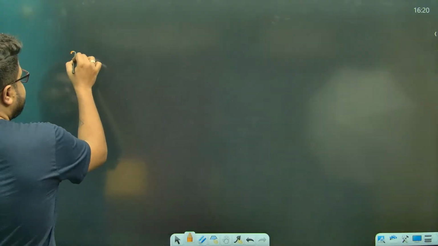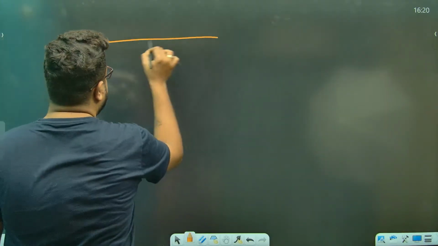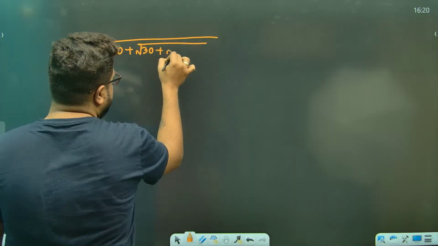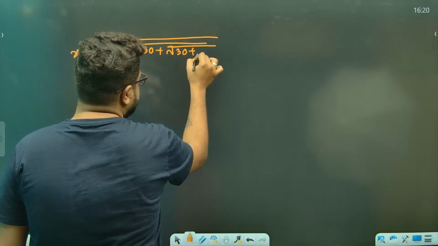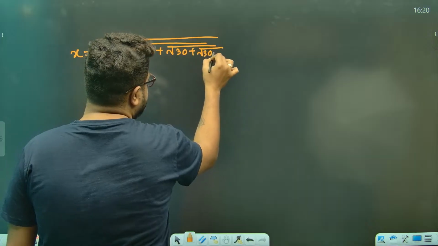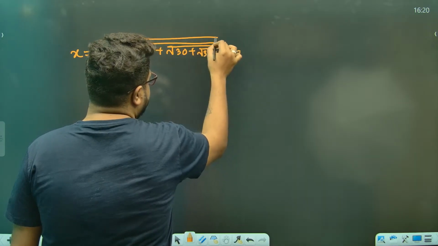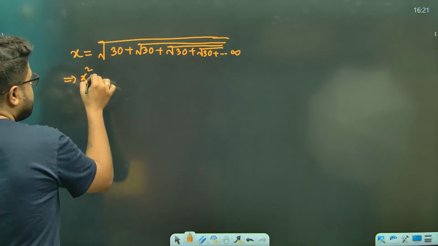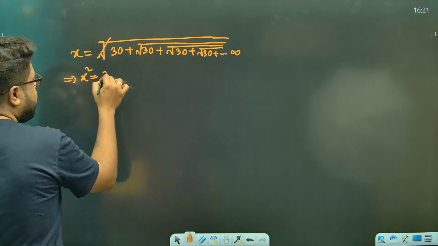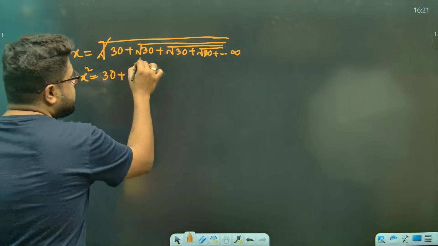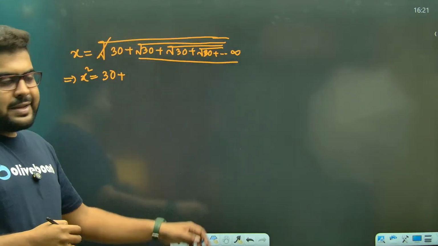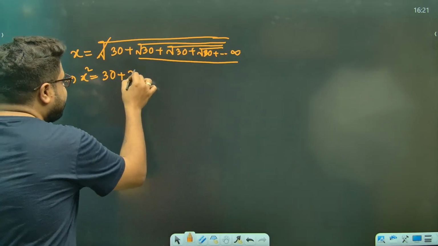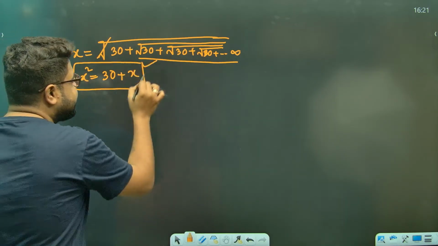Sir, let's say x is equal to this: 30 plus root 30 plus root 30 plus root 30 plus, till infinite. This is going on. Okay? Now, do the square, sir. So if I take a square, this square root will be gone. So 30 will come outside plus this whole thing will be remaining. Sir, what is this whole thing? This whole thing is nothing but x. इसी को हमने x लिया था, sir.